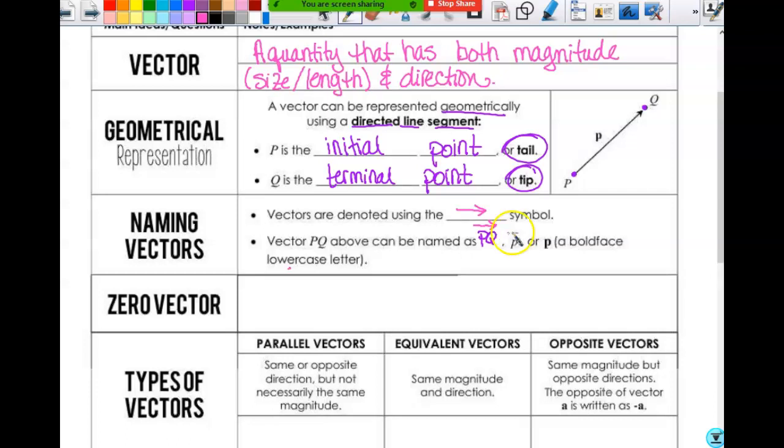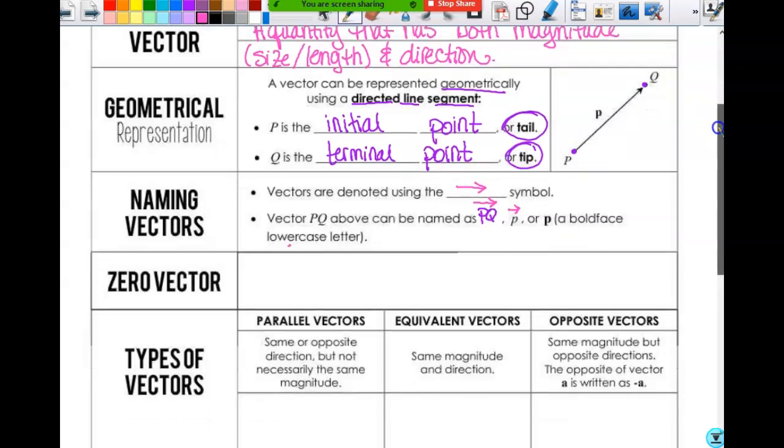And then this lowercase p would also have an arrow over it, or a boldface lowercase letter with no arrow over it. So you'll see it this way in print, but most of the time when you're writing, we don't use that because it's kind of hard to tell that it's in bold, so you put the arrow over it, just kind of the proper way to do that. Okay, we all good so far?